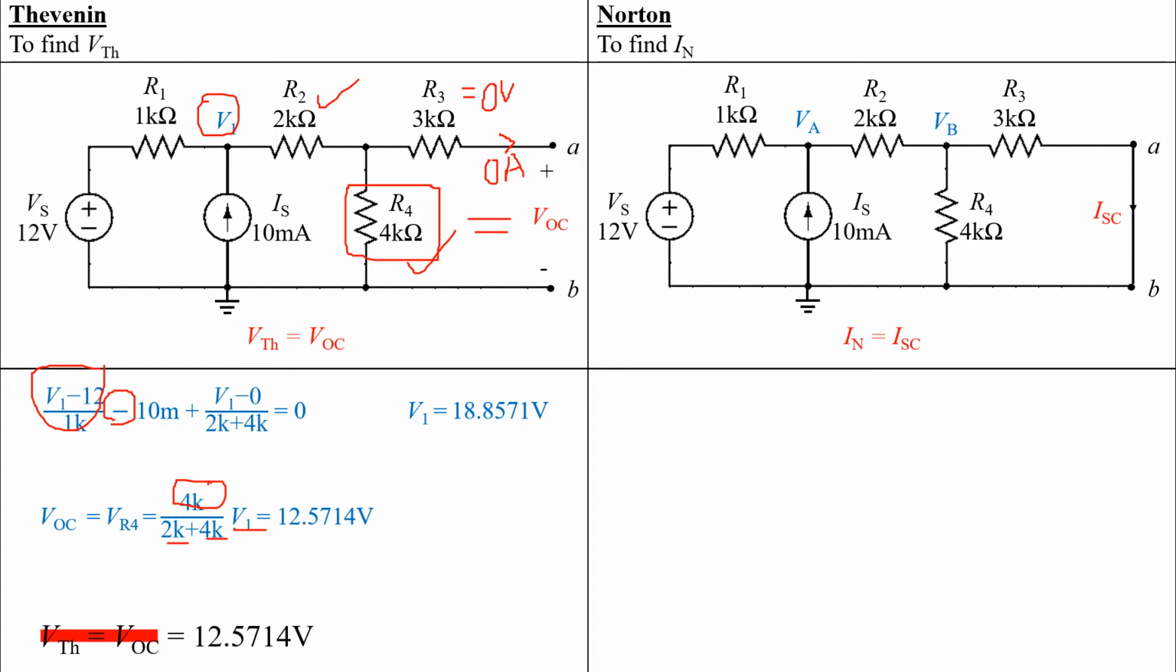Now let's find the Norton current IN. To find the Norton current, we short circuit A to B. Then we get ISC, where ISC will be equal to the Norton current. To find ISC, we apply nodal analysis at points VA and VB. Take note that I label this node as VA, while I label this node as V1, because they are different circuits. To avoid confusion, I label this as VA and this as V1.